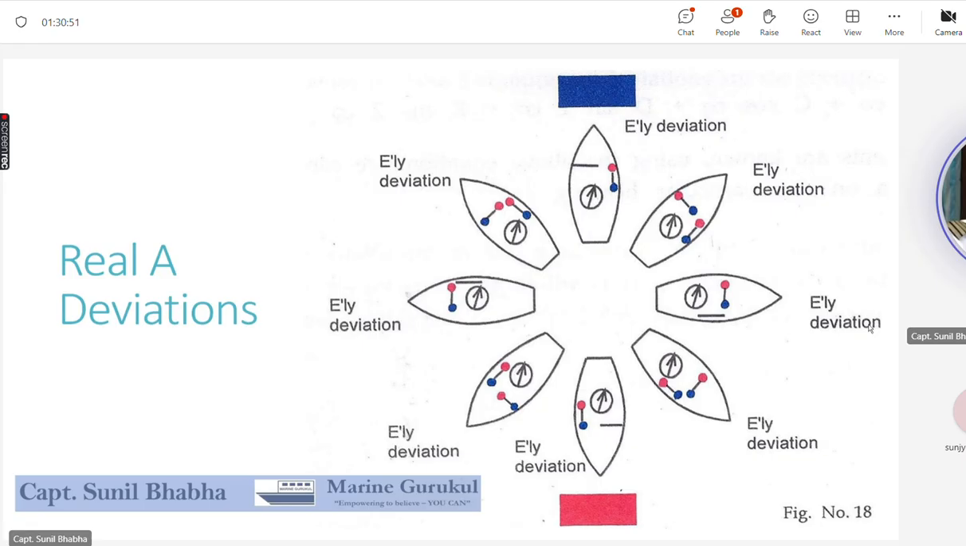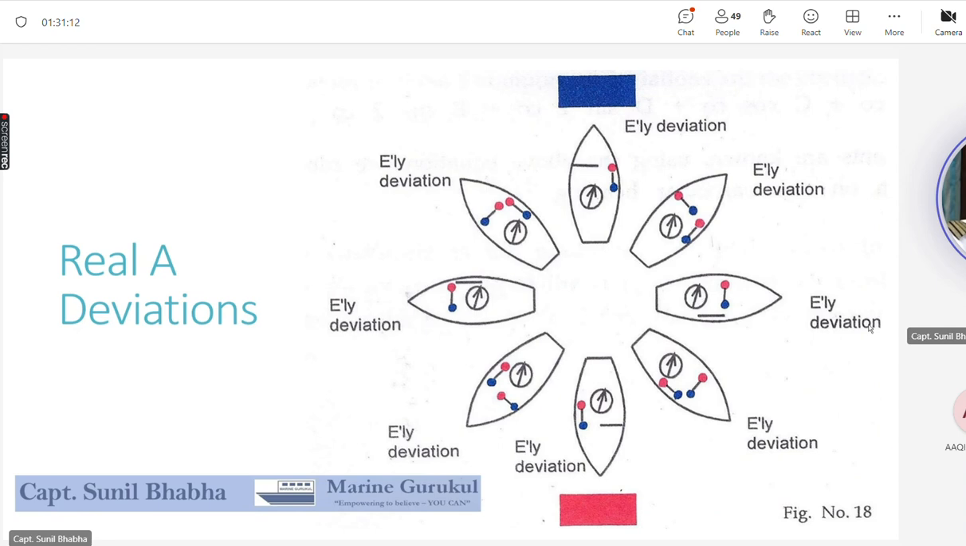Any doubts up to here, beta? Yes, sir. Go ahead. Sir, for A, there are 3 points which I understood. First, it is constant. Second, no involvement of permanent magnetism. Third, unsymmetrical pair of horizontal soft iron, sir.